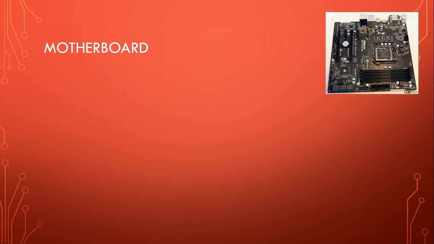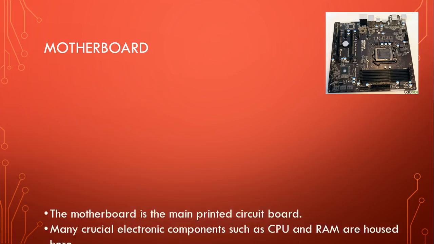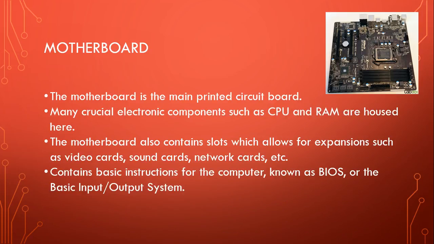All right, and that's a picture of the motherboard right up here in the corner. This is a basic circuit board here, but it's not just any basic circuit board. This is the main printed circuit board. Many crucial electronic components, such as your CPU and RAM, are housed here. The motherboard also contains slots which allow for expansions such as video cards, sound cards, network cards, etc. It also contains the basic instructions for the computer known as BIOS, or the basic input-output system.